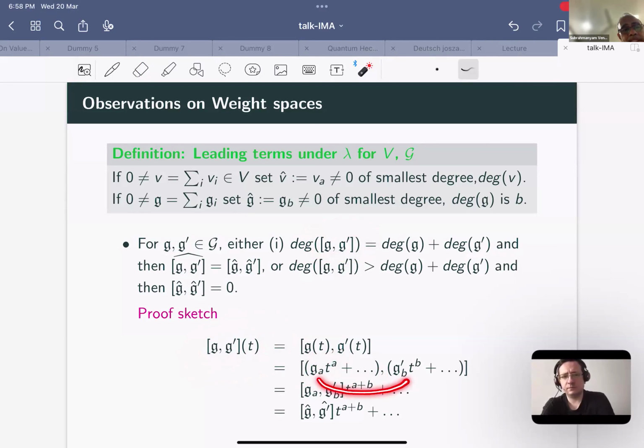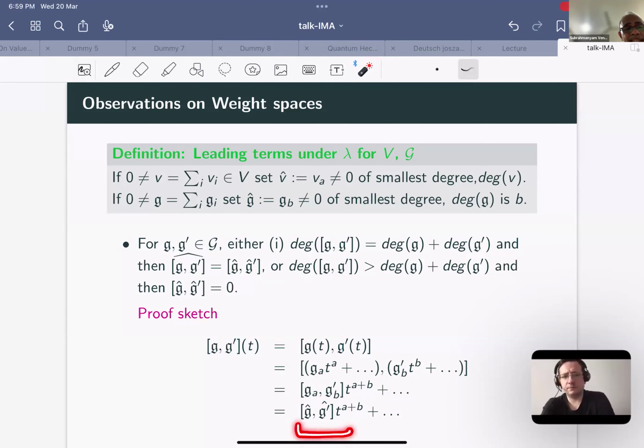So therefore, the smallest degree term that will actually survive is t to the a plus b, because these two multiply out to give me a term of degree a plus b, and this is going to be the smallest degree term that I will get. And there is going to be no other contribution to this. It is only going to come from the bracket of G_a with G_b prime, because all the other terms here have higher degree than b. So their brackets are only going to give me things which are higher than a plus b. So I will be left with this bracket as the coefficient of t raised to a plus b.